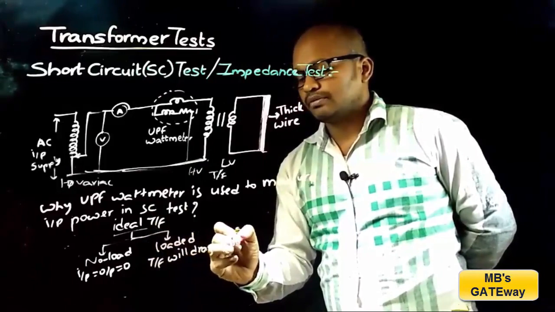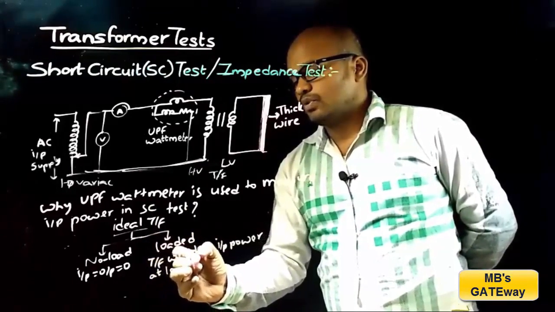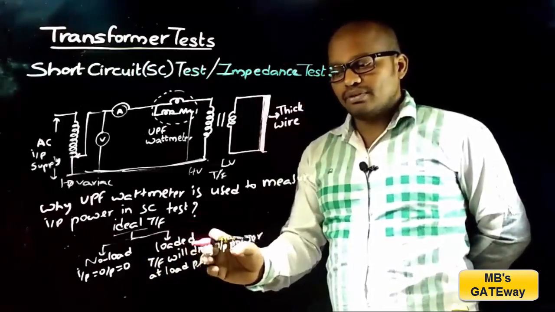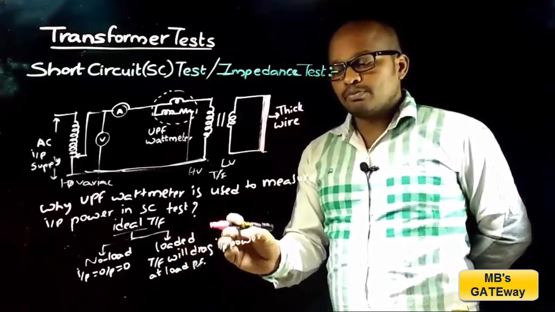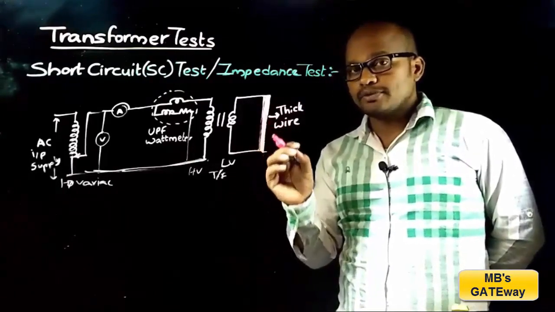And whereas in case of a loaded ideal transformer, the transformer will draw input power at load power factor. And in case of an actual loaded transformer, the transformer will draw the input power close to load power factor.